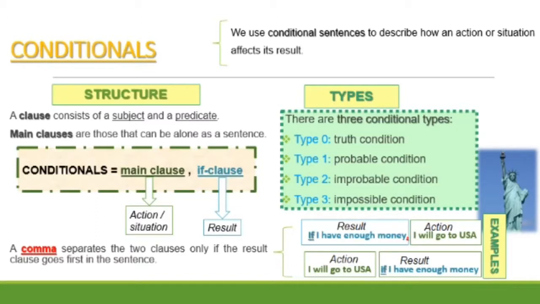We have four types of conditionals. We have type 0, that is the truth condition. Type 1, probable condition. Type 2, improbable condition. And type 3, impossible condition. So here we are going to start with type 0, the truth condition, and type 1, the probable condition.